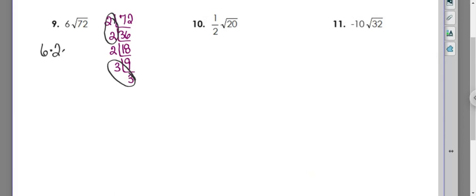So if we break down 72, we end up with 3 2s and 2 3s. So I have the 6 times the group of 2, the group of 3, and a 2 left under the radical. So 6 times 2 times 3 is 36 root 2.